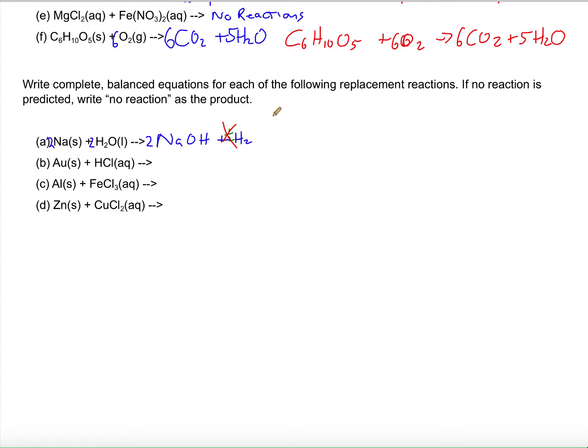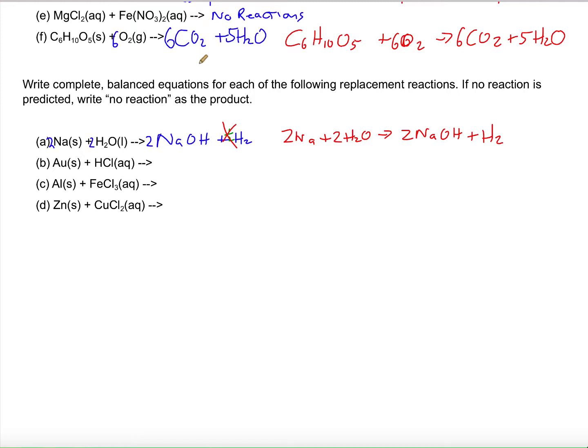So your balanced equation would be 2Na plus 2H2O yields 2NaOH plus H2.